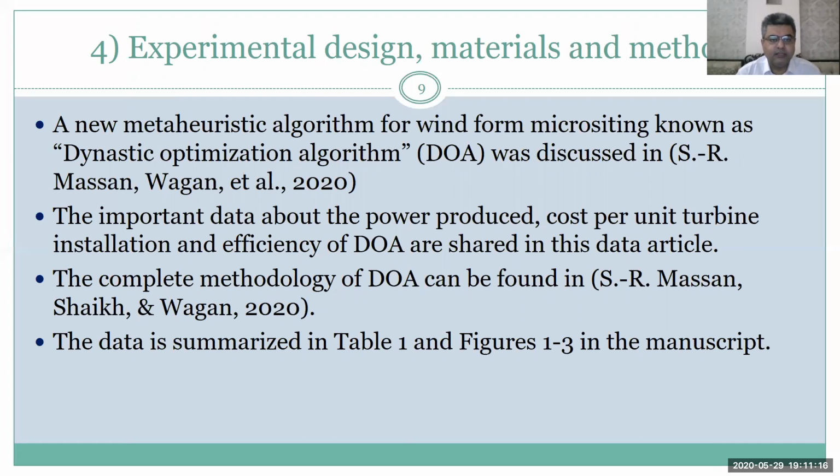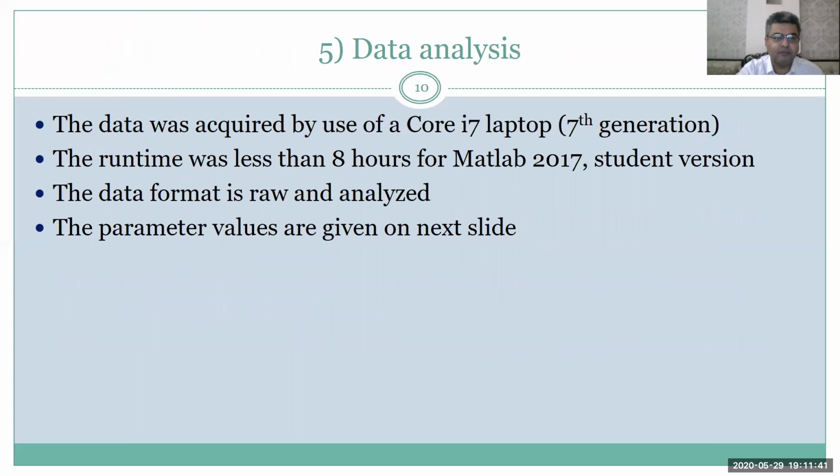This algorithm has been discussed in the research paper that I showed. The important data about the power produced, the cost per unit turbine installation, and efficiency of the DOA are shared in this data article that is available in the manuscript. The complete methodology of the DOA can be found again in my main paper. The data is summarized in table 1 and figures 1 and 3 in the manuscript.